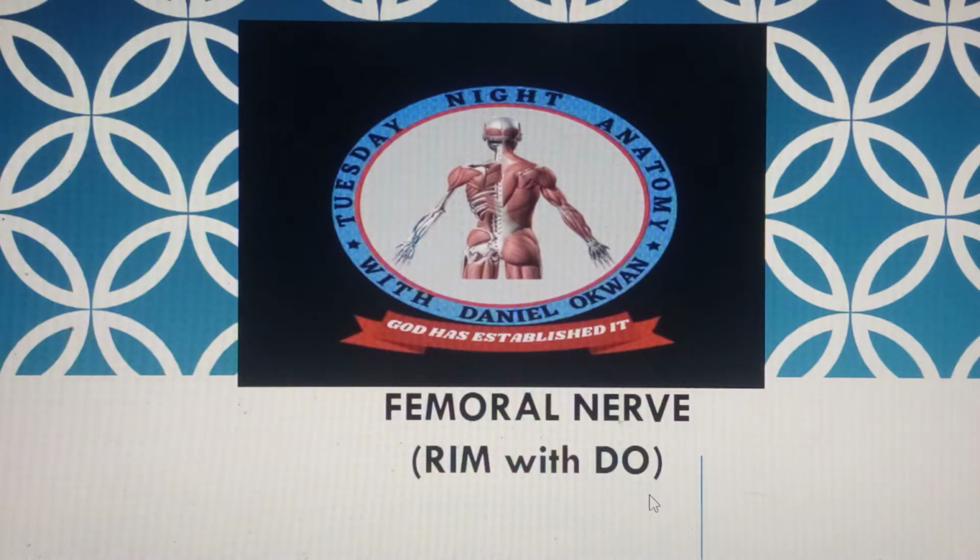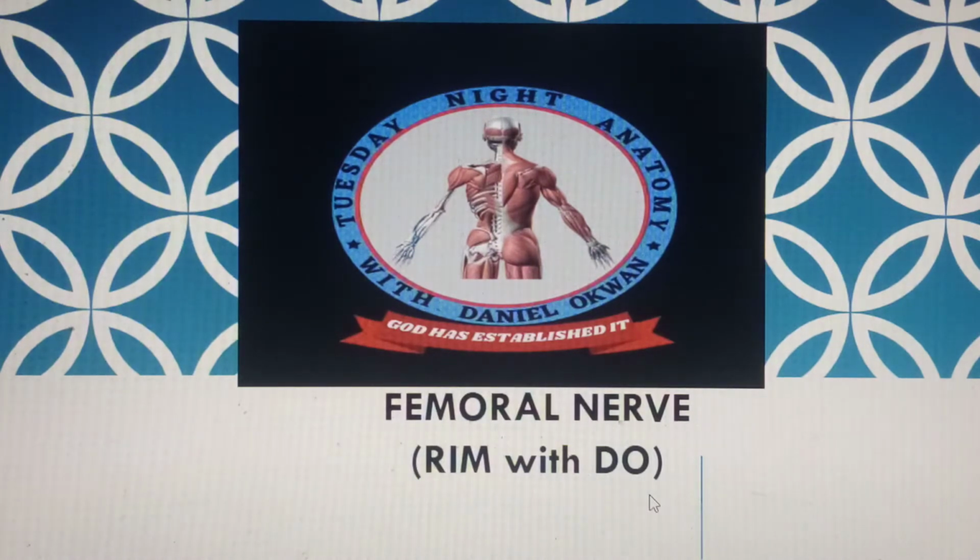Okay, one thing that we know is that by way of the motor supply, this femoral nerve is the main dominant nerve of the anterior compartment of the thigh. We also get to know that it gives rise to the longest cutaneous nerve that you have in the human body, the saphenous nerve. So it is actually a mixed nerve.